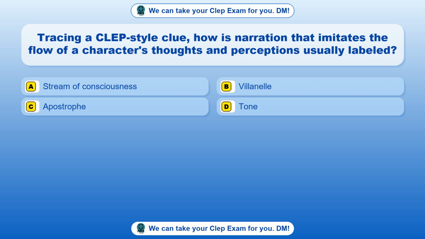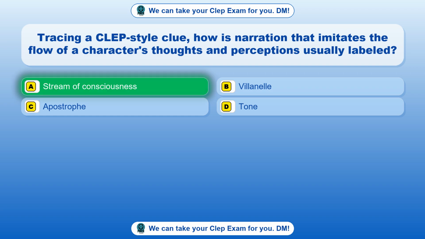Question 65. Tracing a CLEP-style clue, how is narration that imitates the flow of a character's thoughts and perceptions usually labeled? Option A. Stream of consciousness. Option B. Villanelle. Option C. Apostrophe. Option D. Tone. The correct answer is option A.